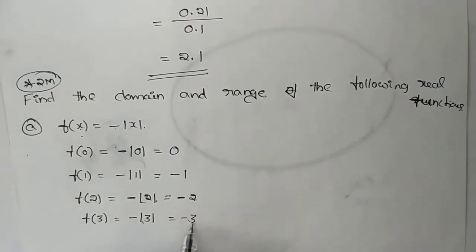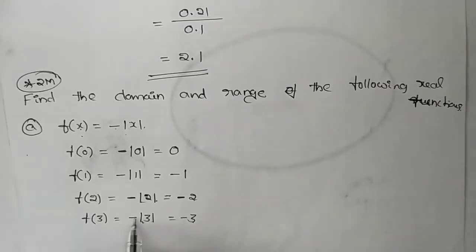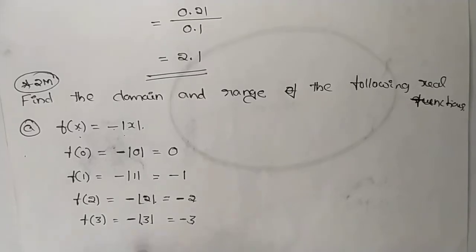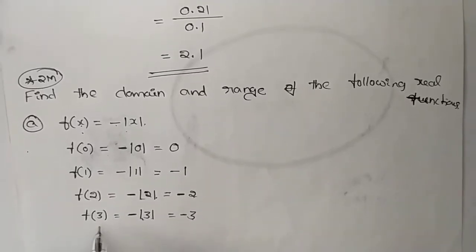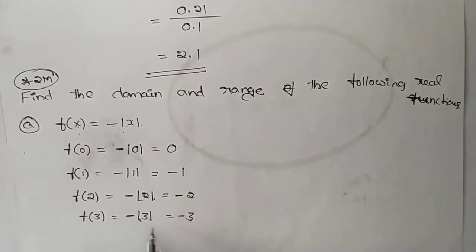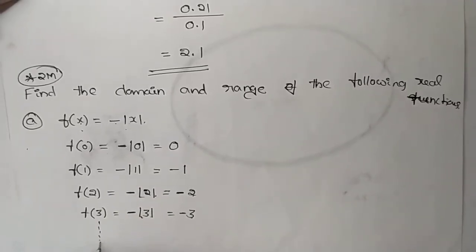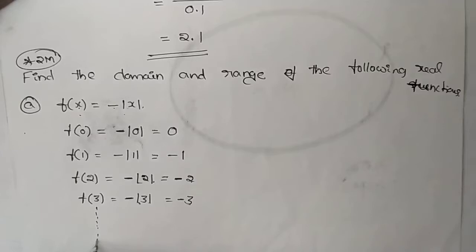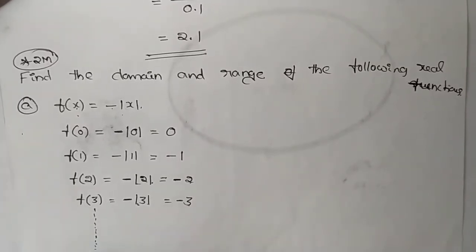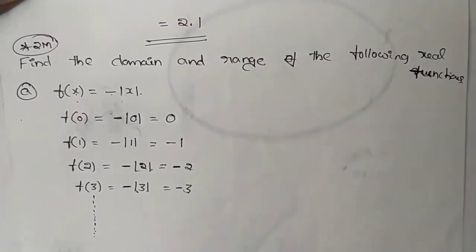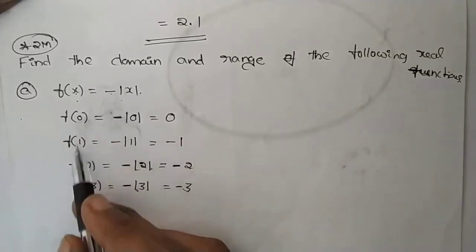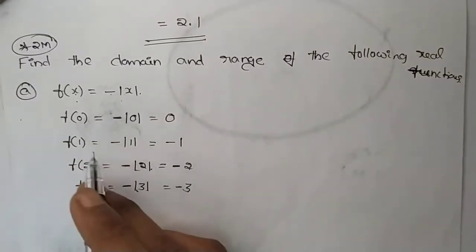Modulus of 3 is 3. Outside the modulus we have minus. f of 4 equals minus modulus of 4 equals minus 4, and so on. Like this the values will move on. So these are 0, 1, 2, 3. All these are the positive real numbers.